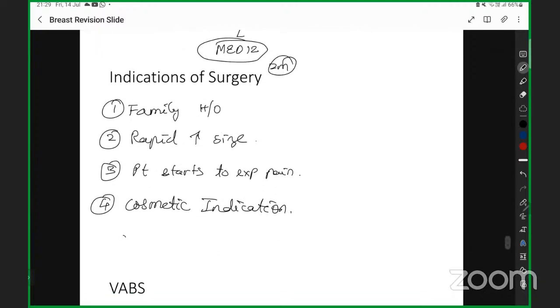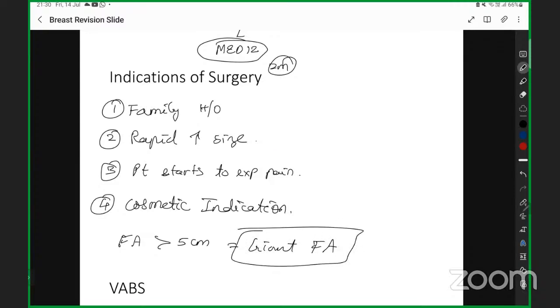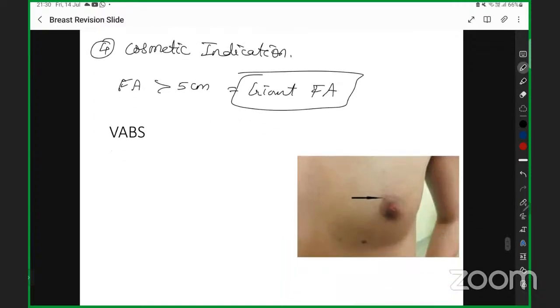Or when there is a fibroadenoma more than 5 centimeter. Can someone tell me in the chat box what a fibroadenoma more than 5 centimeter is called? Remember, a fibroadenoma more than 5 centimeter is called a giant fibroadenoma. Very, very, very important point. Then I want to talk about VABS. What is VABS?